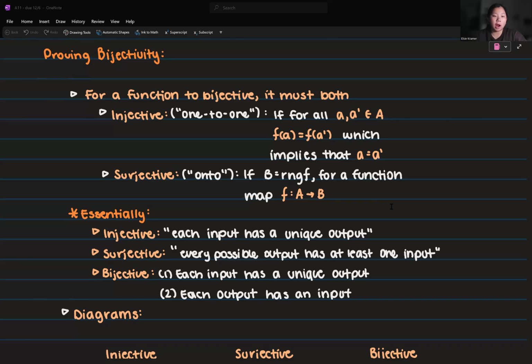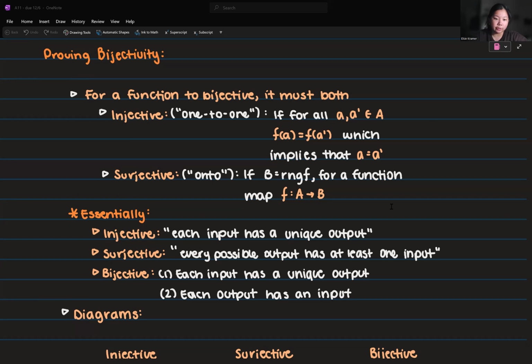Okay, so I would like to explain how one would prove bijectivity for a function. Before we actually start proving bijectivity, you want to understand what needs you need to fulfill in order for a function to be bijective. For a function to be bijective, it needs to be both injective and surjective. Injective, or one-to-one, means that for all a and a prime in A, f of a must equal f of a prime, which implies that a equals a prime.